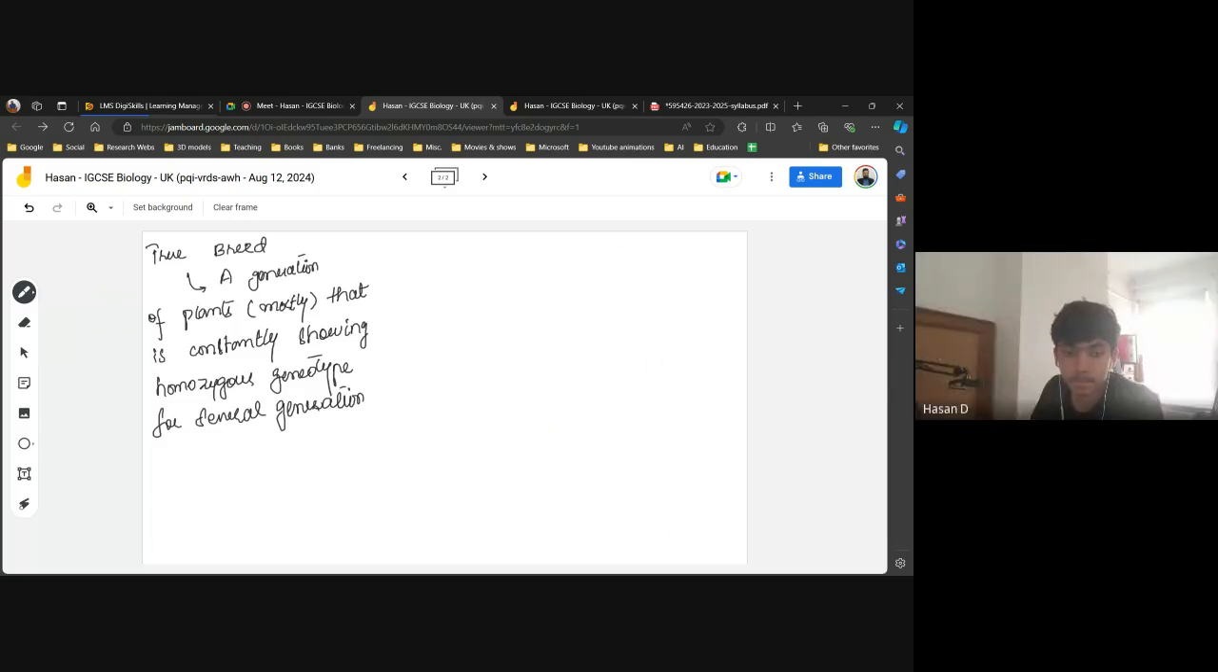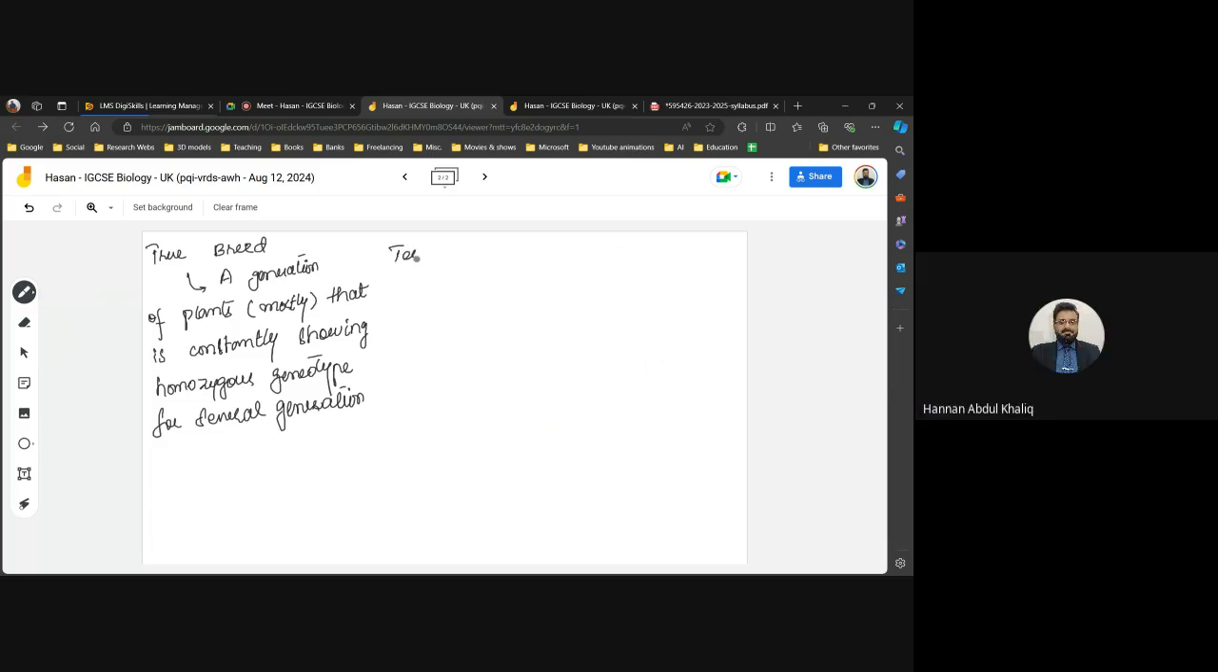One more terminology is a test cross. Very important, yet very simple. A test cross is a cross done to know the genotype of an organism showing a dominant phenotype.